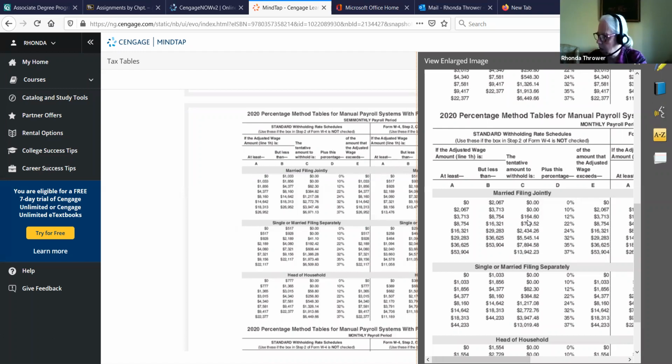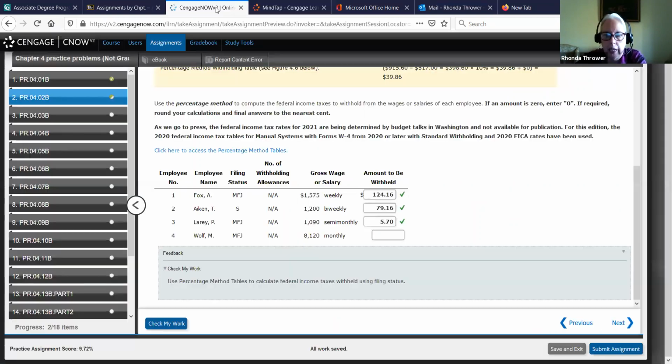So I'm going to add that to 528.84. Plus 164.60 gives you a total tax of $693.44. So I'm going to go back to Cengage and I'm going to put in $693.44. I'm going to check my work. And that's all we have to do for this problem.